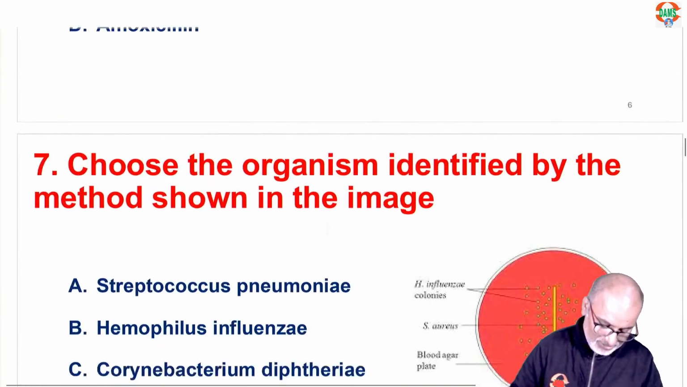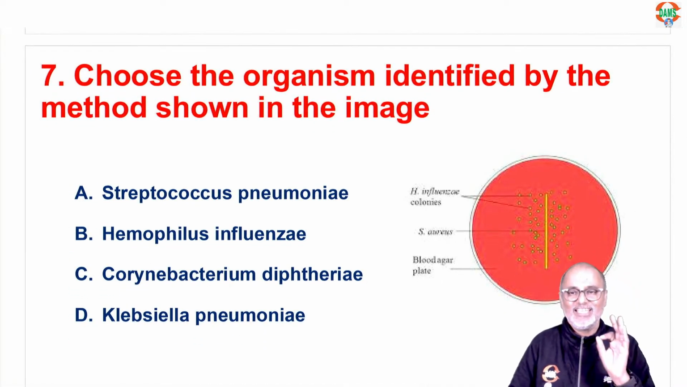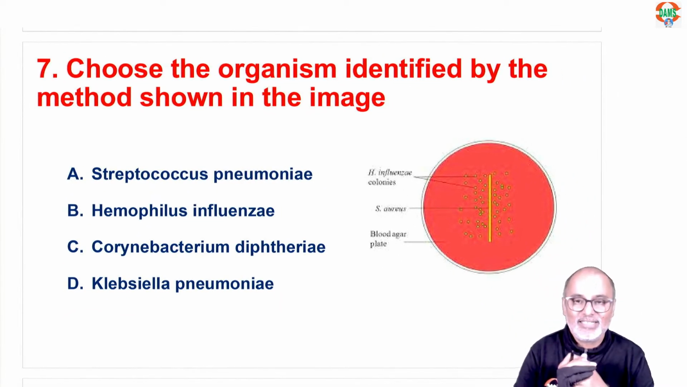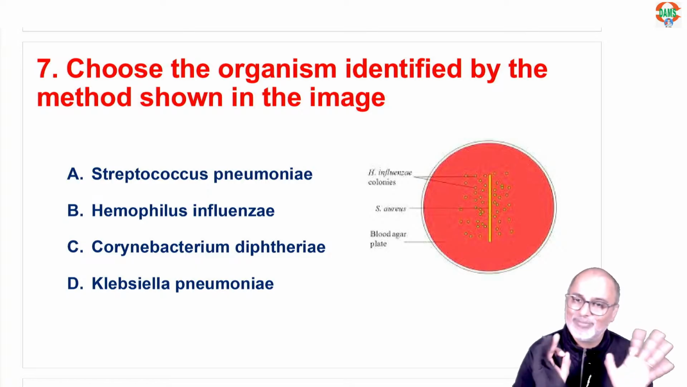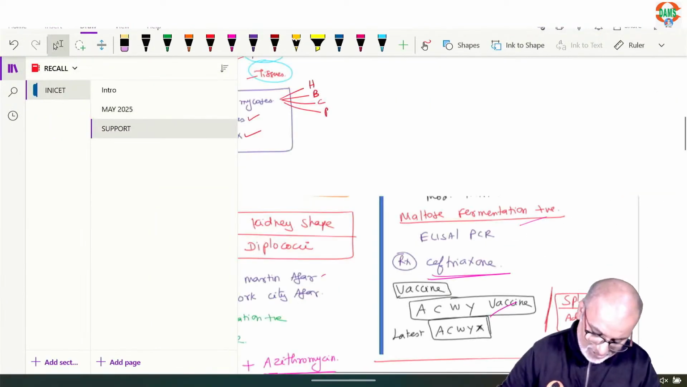Next is choose the organism identified by the method shown in the image. Same image came in the notebook, in the workbook, and came in the exam. Last year, Sporothrix, same image came. This time Haemophilus influenzae. You didn't believe? I'll show the teaching slide.